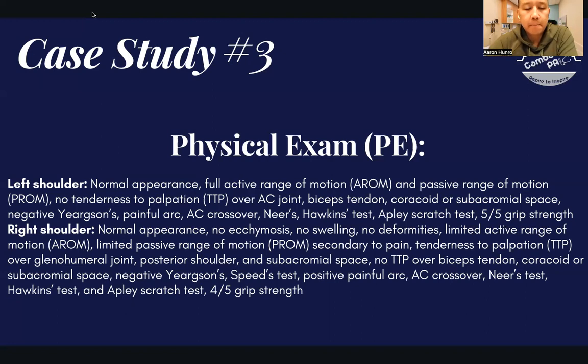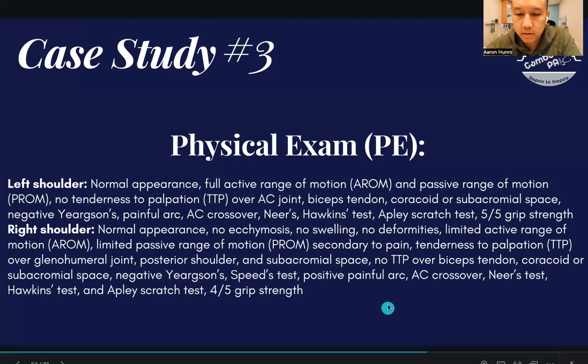For his right shoulder: normal appearance, no ecchymosis, which is bruising, no swelling, no deformities. Limited active range of motion and limited passive range of motion secondary to pain. Tenderness to palpation over the glenohumeral joint, posterior shoulder, and subacromial space. No tenderness over the biceps tendon or coracoid. Negative Yergason's and Speed's test. Positive painful arc, AC crossover, Neer's test, Hawkins test, and Apley scratch test, and 4 out of 5 grip strength.